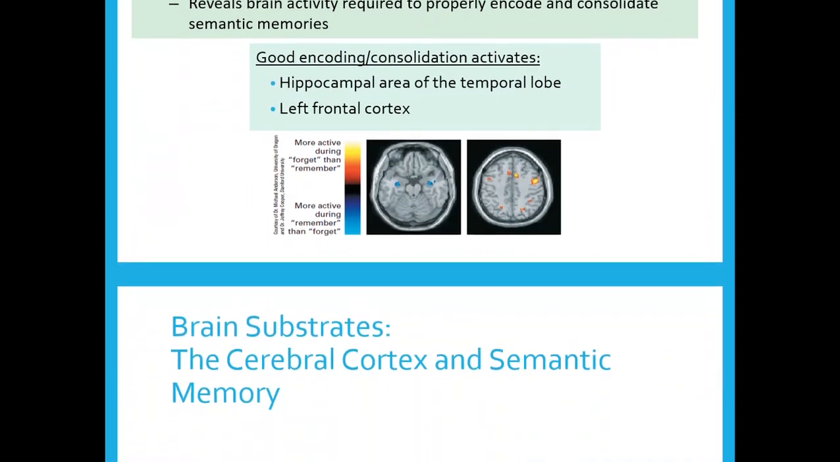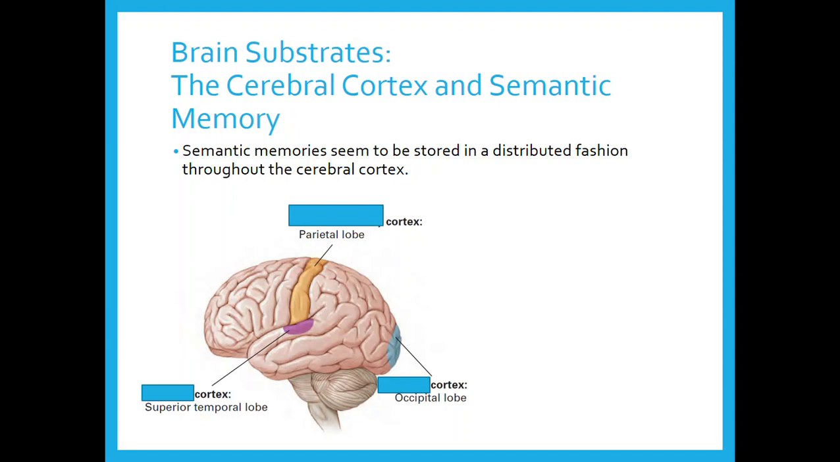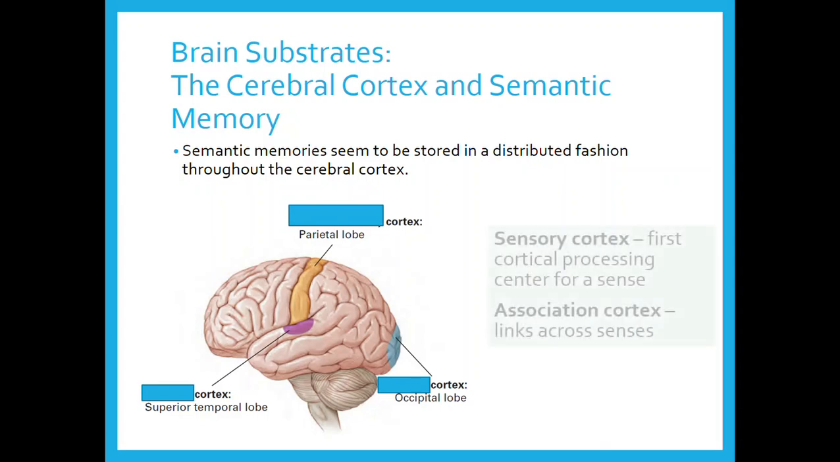Read in your chapter a little bit about the cortical areas that are involved in semantic memory consolidation. It's believed that semantic memories are stored in a more distributed fashion throughout the cerebral cortex and may be potentially less dependent upon activity in the hippocampus that's essential for episodic memories.